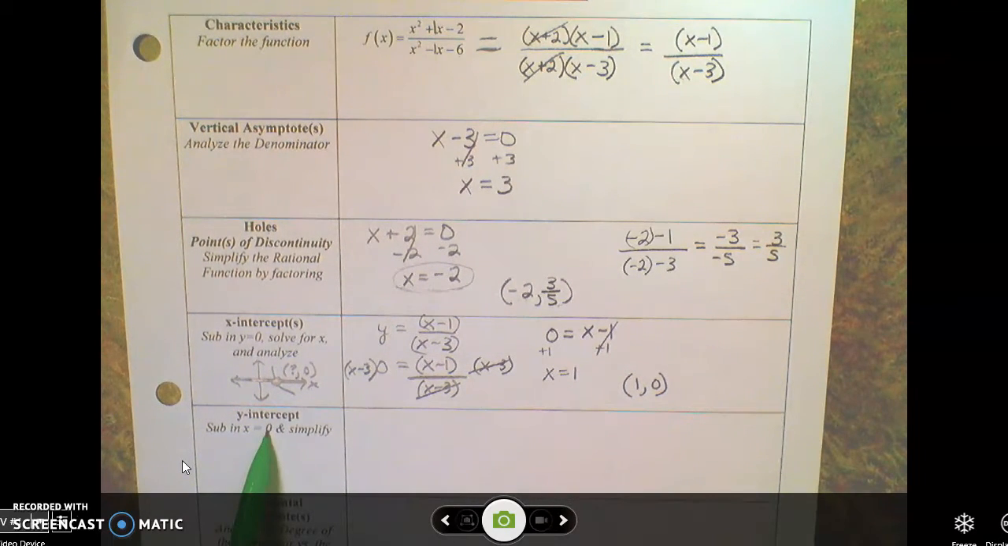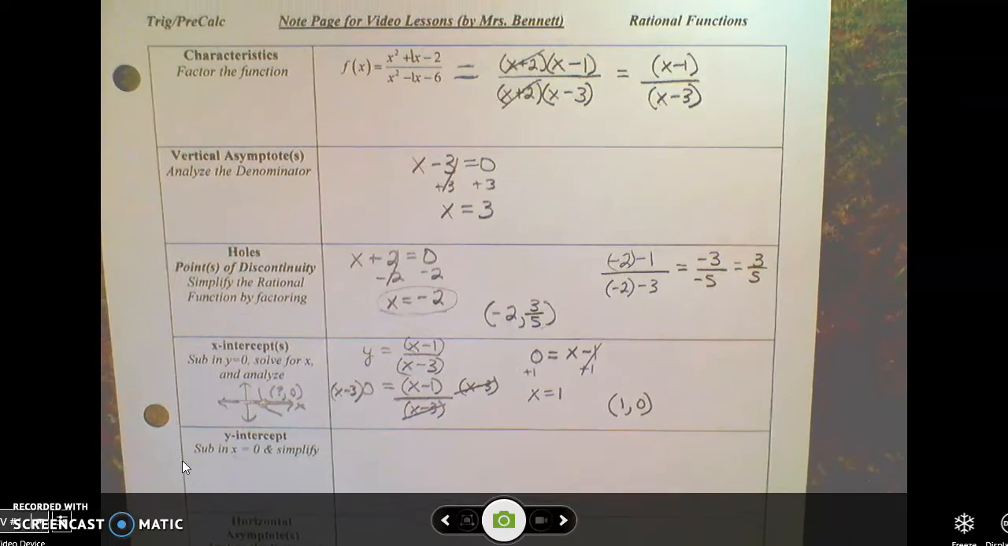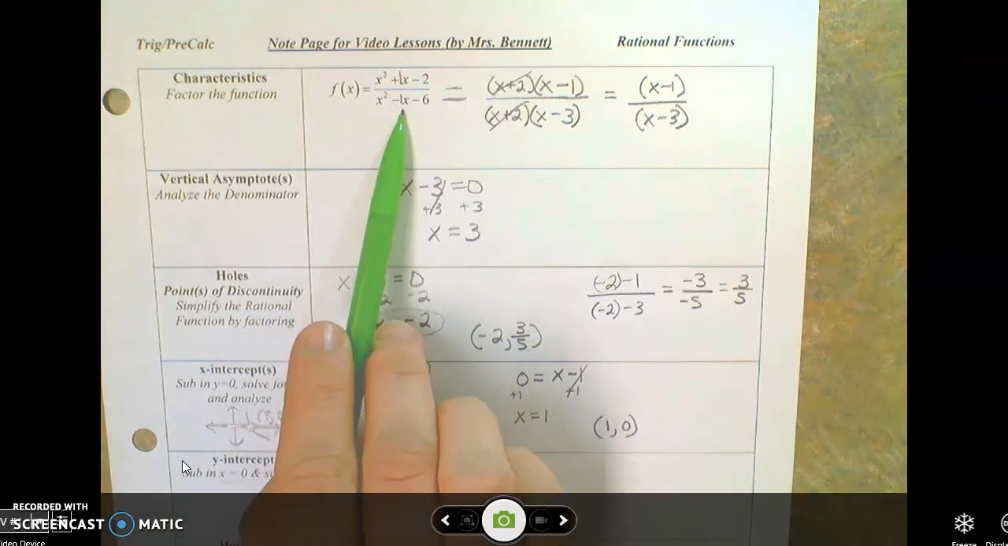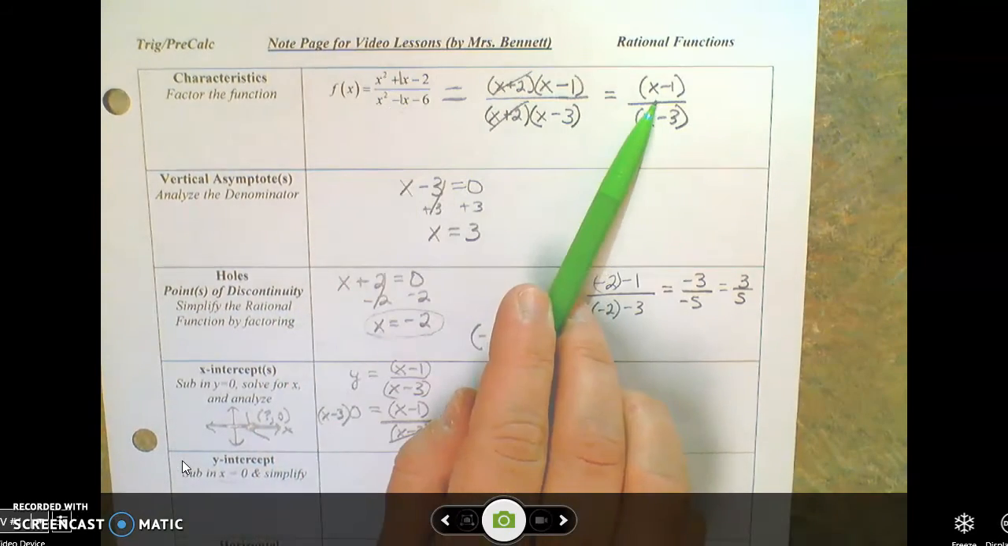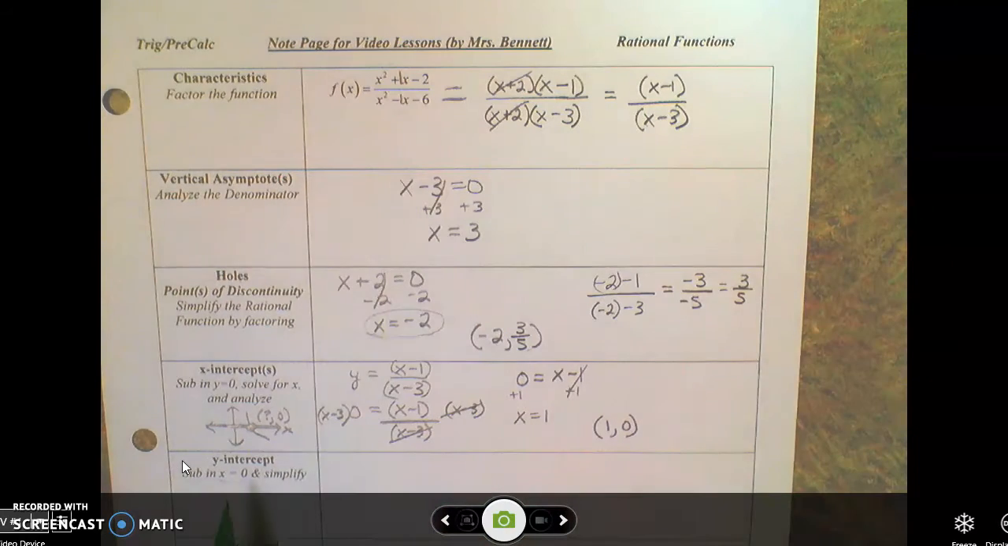A y-intercept is a little bit different than an x-intercept in that the rational function will cross the y-axis. So we know that the x value should be 0. So what we are going to do is take our rational function, the original version. We don't need the simplified version for this one. And we can substitute in x equals 0.